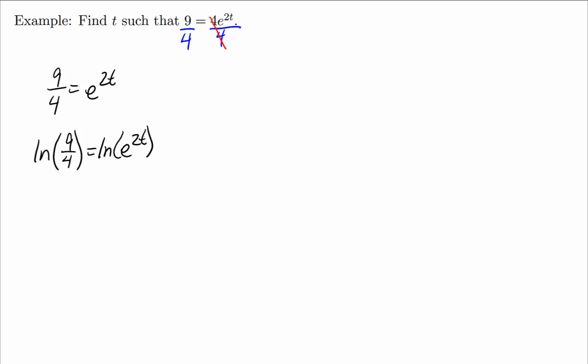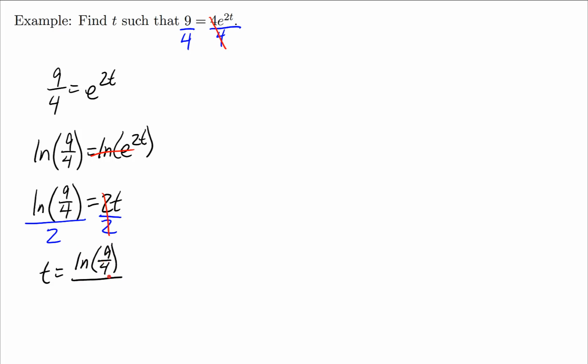Now normally I would just take the 2t and bring it to the front. But when you're dealing with an e, this is the other property. The natural log and the e actually can cancel out and just leaves behind the exponent. So after this cancellation, all we have left is the 2t. So then let's divide both sides by 2, and we get a value for t of the natural log of 9 over 4, which again I didn't round, all divided by 2.